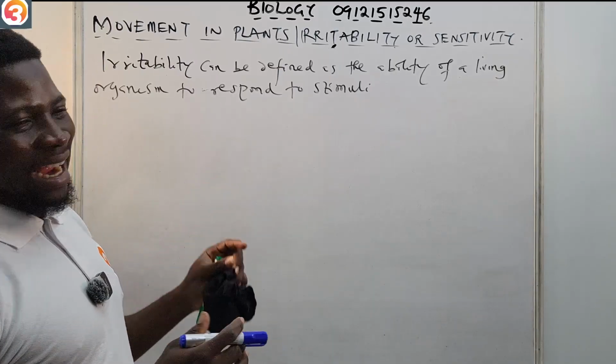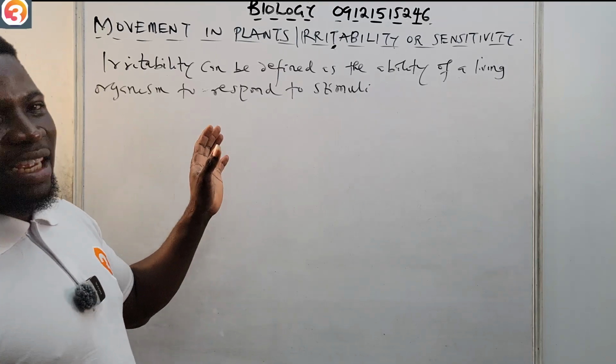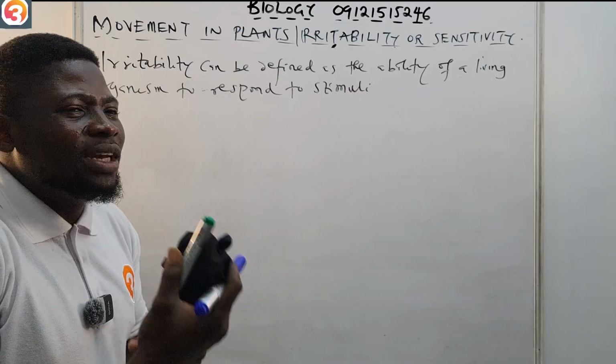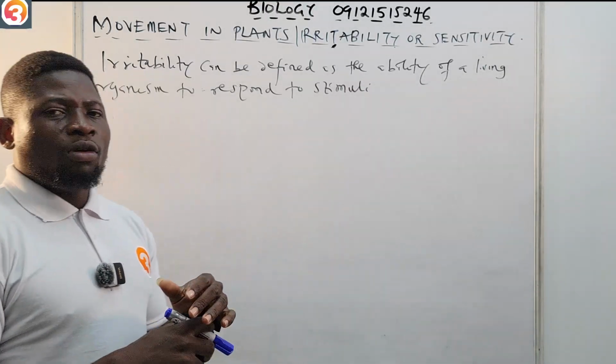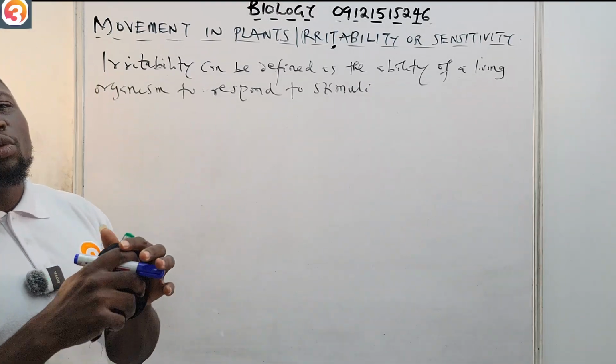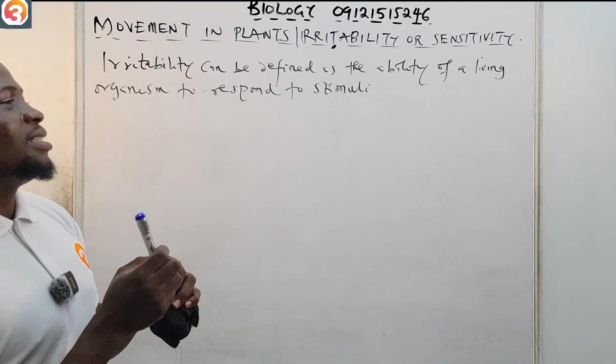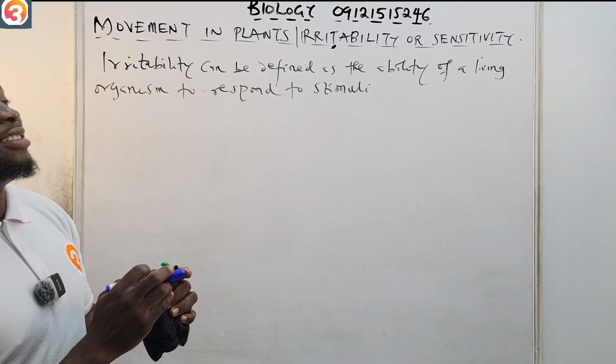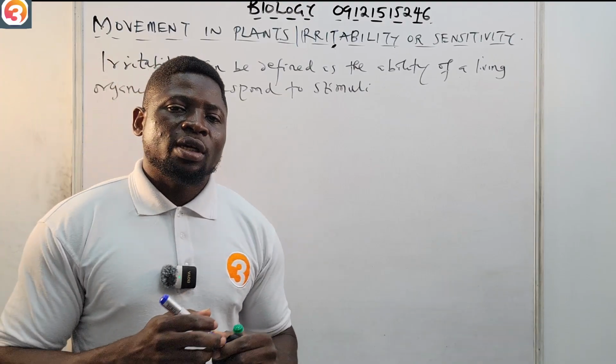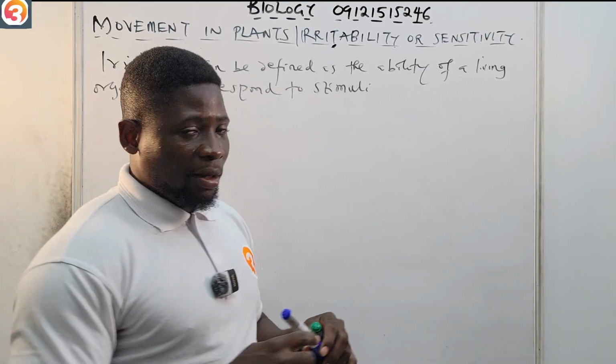So irritability can be defined as the ability of a living organism to respond to stimuli. Please take note of that. That is irritability, also called sensitivity. It's very, very important. In fact, it's an exam question, so do not throw that mark away.